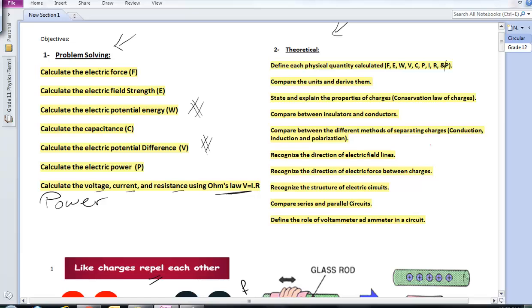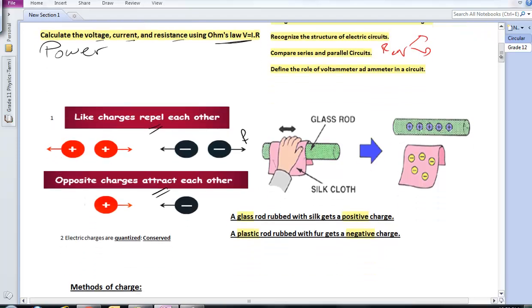We compared the series and parallel circuit, and we calculated R equivalent for both, and we defined the role of voltmeter and ammeter in a circuit. I believe that these are the main points that you will need.